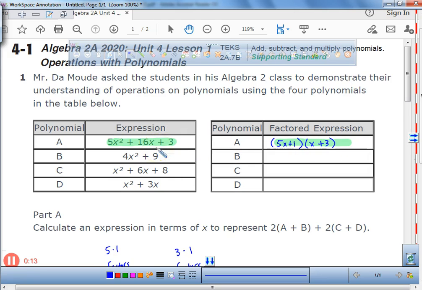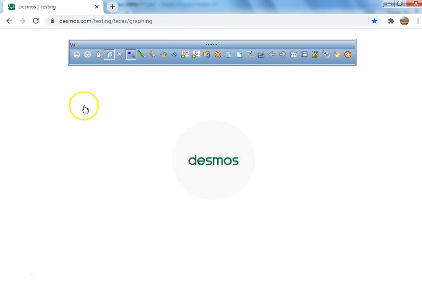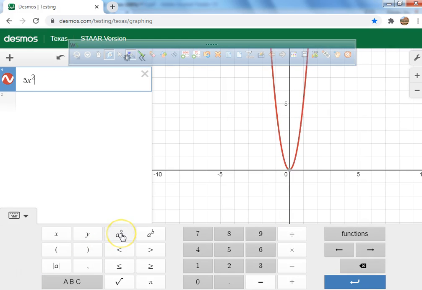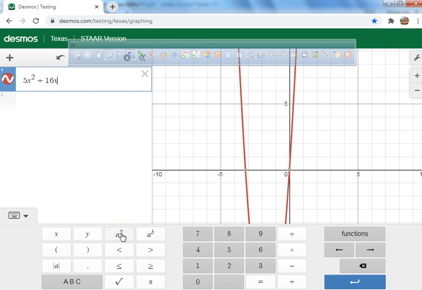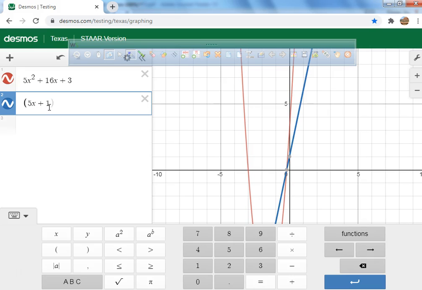Okay? Now, it's kind of cool. If you guys go to Desmos, okay, so I'm going to go ahead and go to Desmos real quick. All right? So check this out. We had an expression, and it was 5x squared plus 16x, right, plus 3. And then we factored it, and we said the correct factorization, all right, was 5x plus 1 and x plus 3.